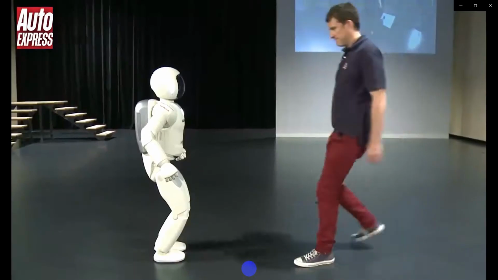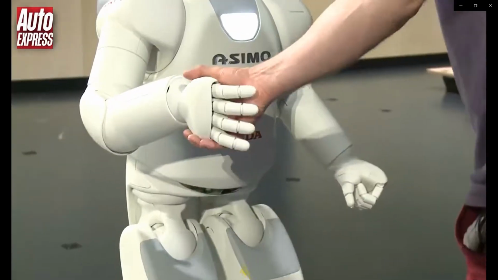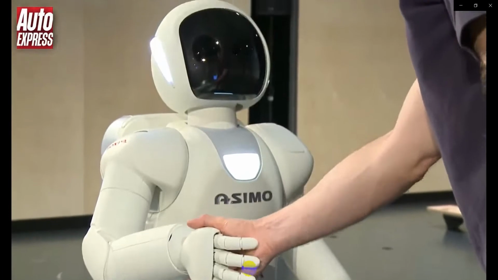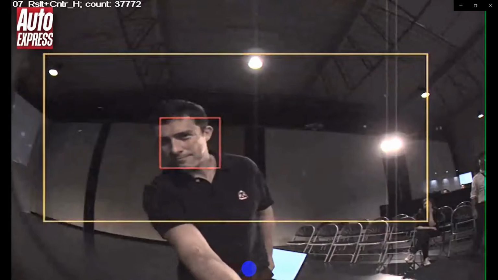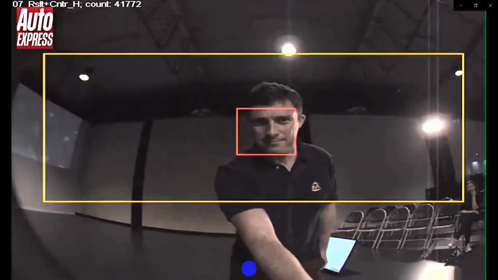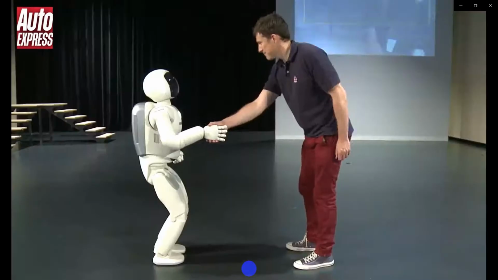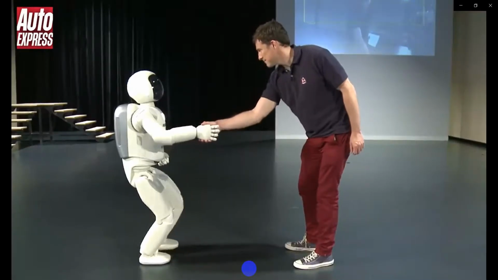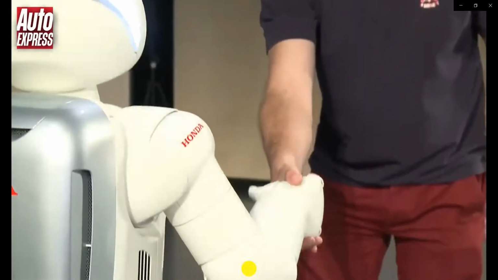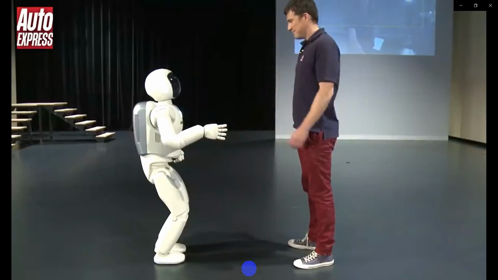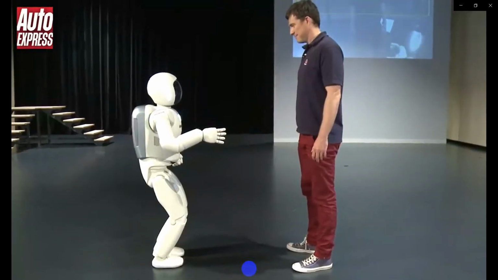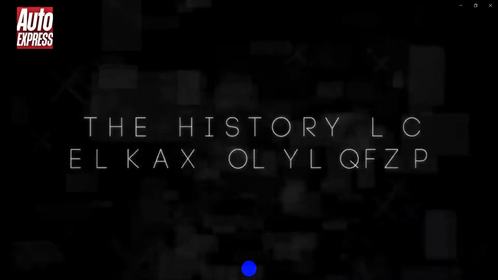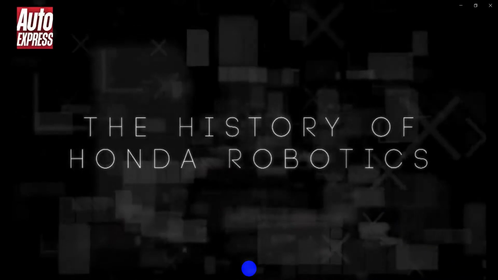Asimo has been designed to interact with humans, so if you reach out your hand, it will shake it. Sensors in its palm detect your touch, while cameras in its head track your movements. Asimo's stabilisation technology enables it to react if you upset its balance, moving backwards mid-shake if you push it, or stepping in if you pull it towards you. Thank you very much.